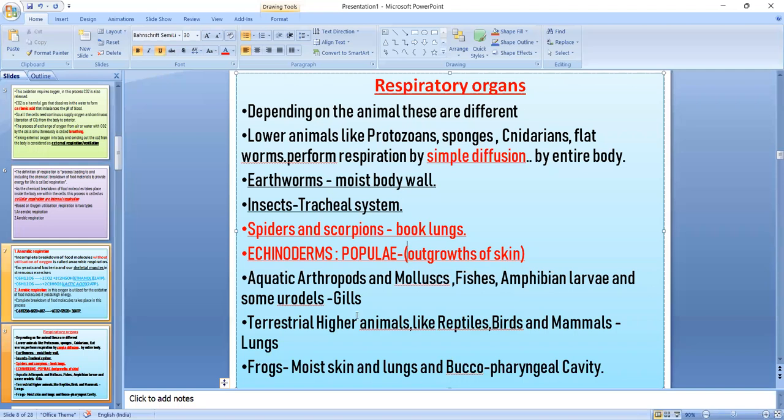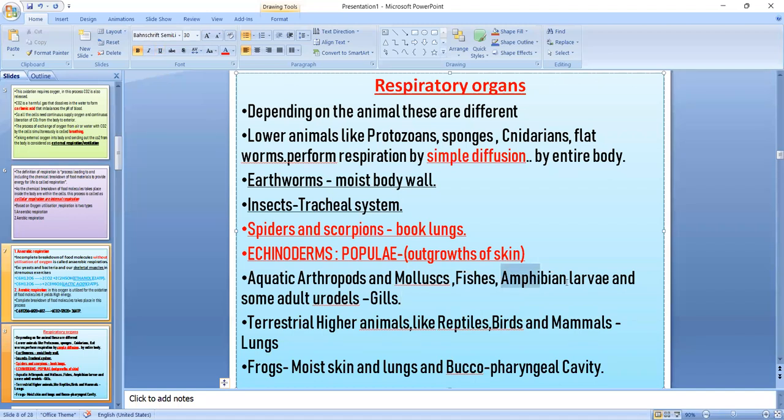Okay, so we all know that aquatic arthropods, mollusks, fishes, amphibian larvae and some urodeles contain gills. Adult urodeles too, not only larvae; that will come in vertebrates. So they contain gills, as in fish.